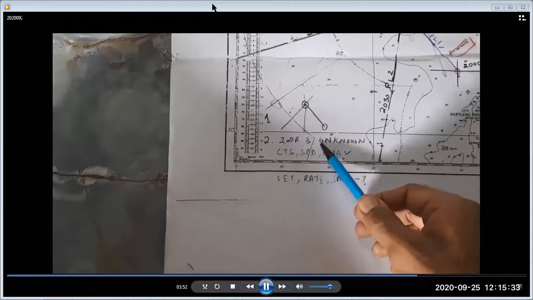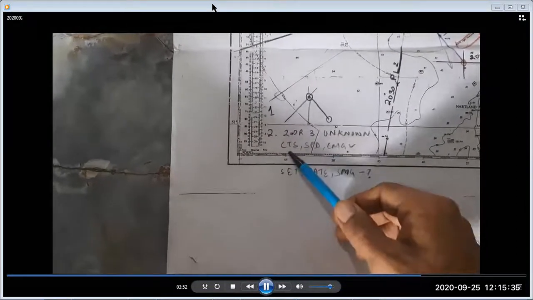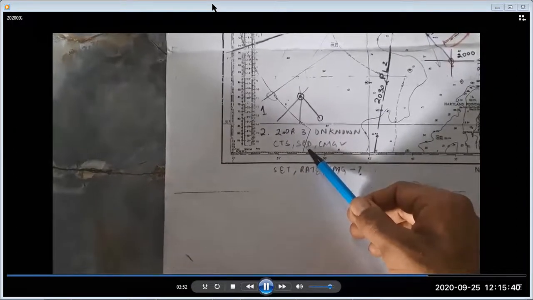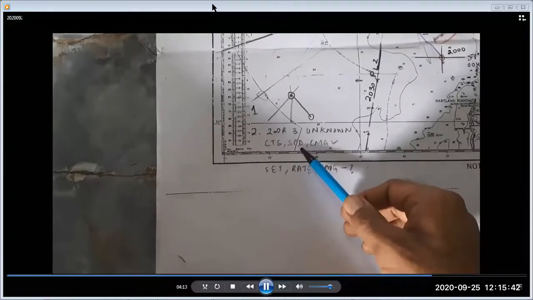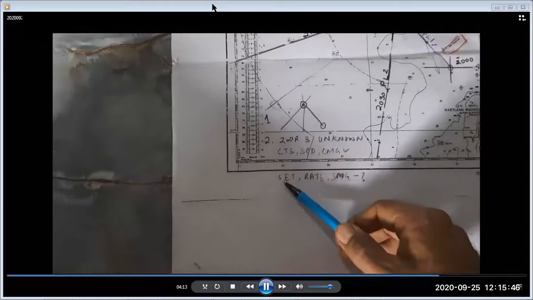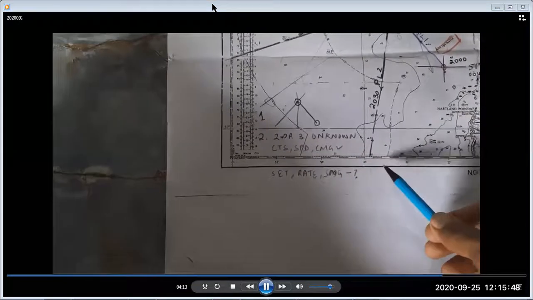The second condition is that more than 2 or 3 things are unknown. So here we have the course to steer and speed given in the question, because this is a question paper question. Speed is given in the notes. Course made good we found out, so 3-point bearing always gives course made good. Set and rate and speed made good is not given.